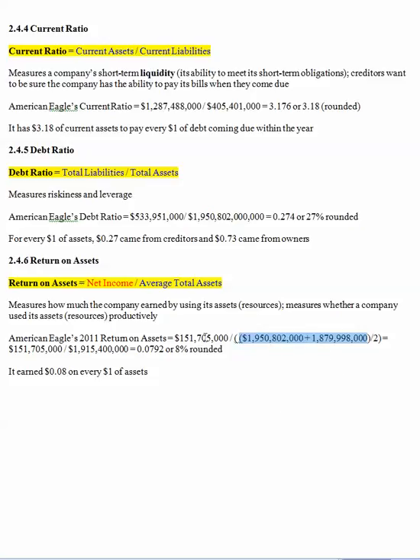So when you get that average and divide it into your net income, it comes out to be approximately 8%. The way you interpret that is for every dollar the company has in resources, it was able to make 8 cents during the year. Again, compare it to prior years and industry averages to see how well the company's doing.